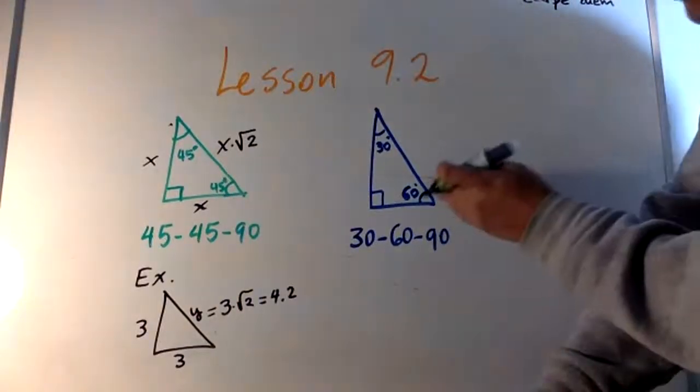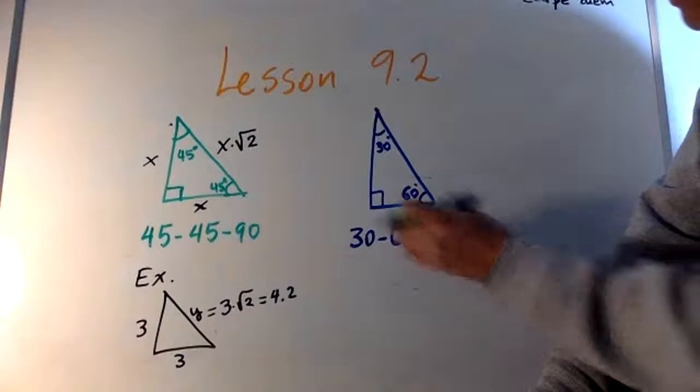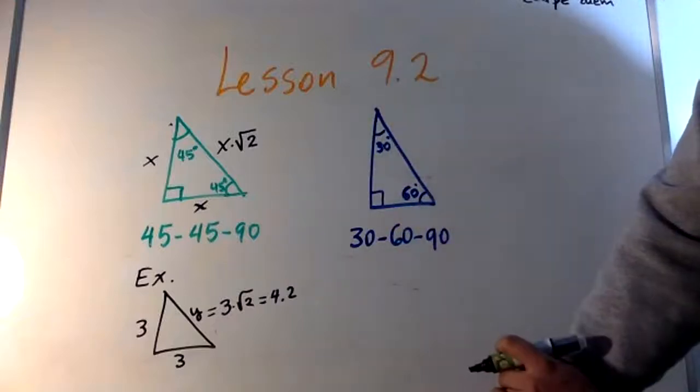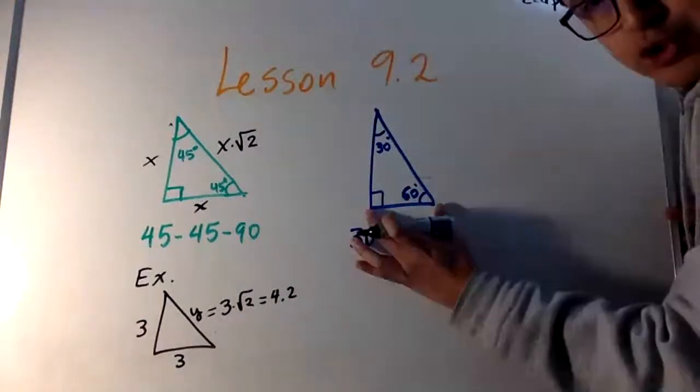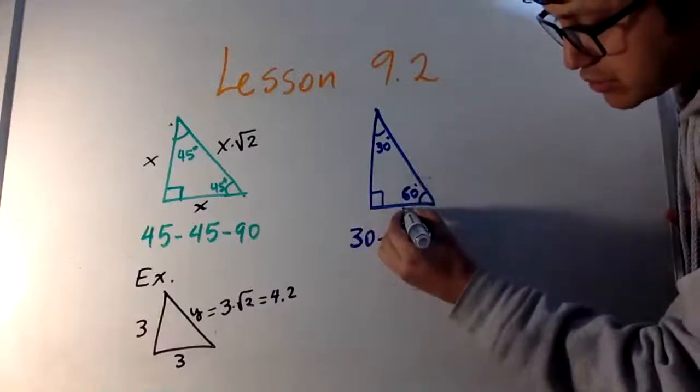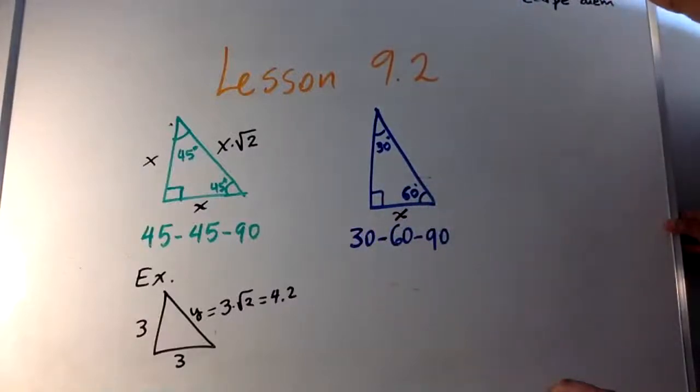Now let's take a look at the 30, 60, 90 right triangle. This right triangle also has a short leg, so I'm going to label it as x.